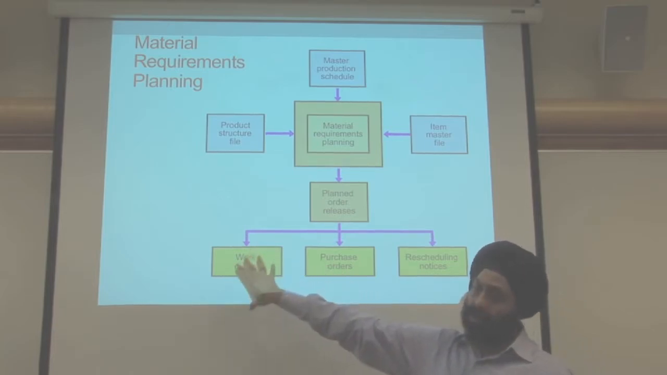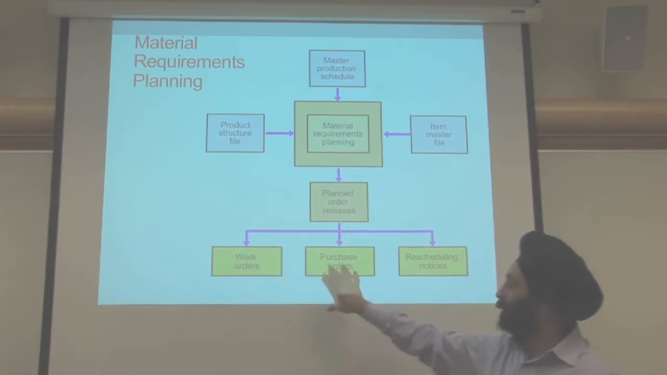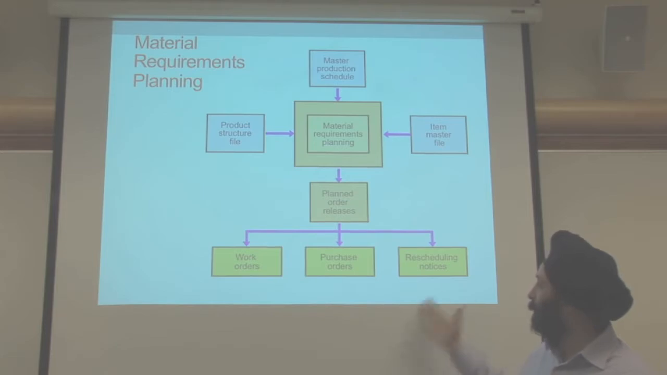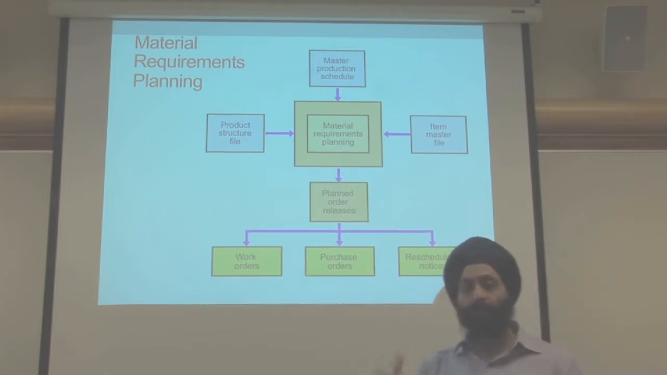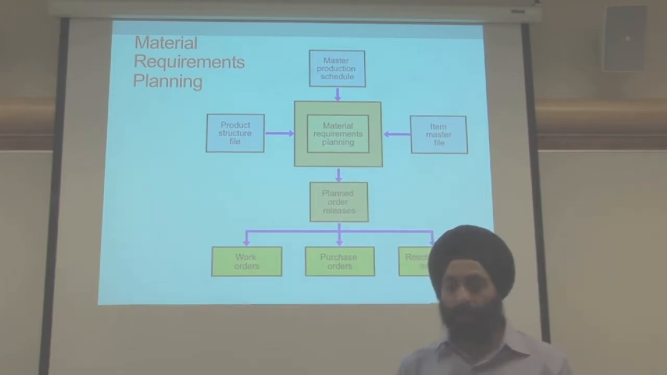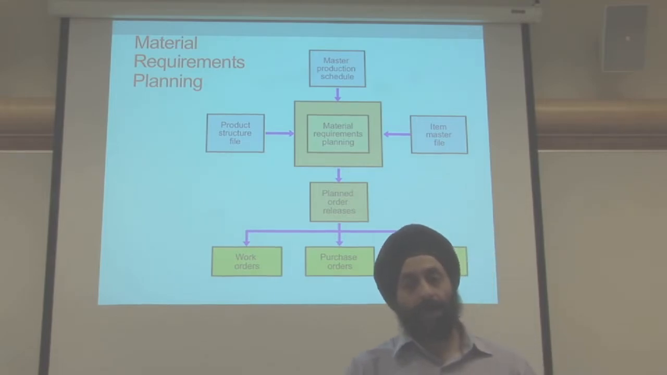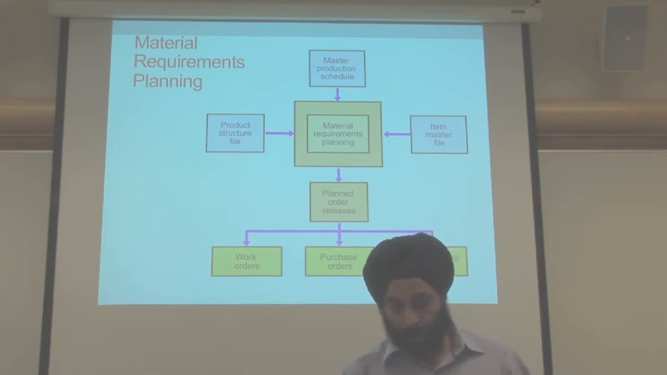That's where specific work orders will be released, purchase orders for any raw material, and rescheduling notice if we need to move up production of something, certain aspect, preempt something else in the assembly order of things to make sure the right product is delivered at the right time.